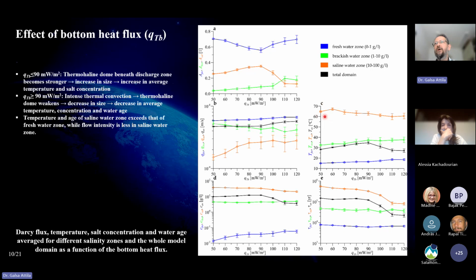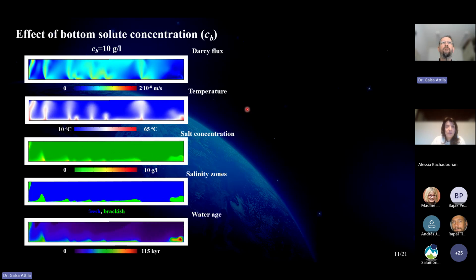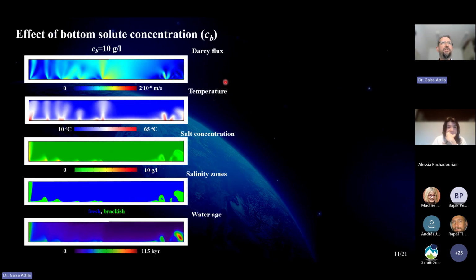I think it is worth noting that the saline water zone has the maximum temperature, the maximum water age, and of course the maximum concentration, and the flow is the slowest in the saline water zone compared to the freshwater zone, which is characterized by cold, young, fresh waters and with fast groundwater flow. And finally, let's see the qualitative effect of the bottom solute concentration.